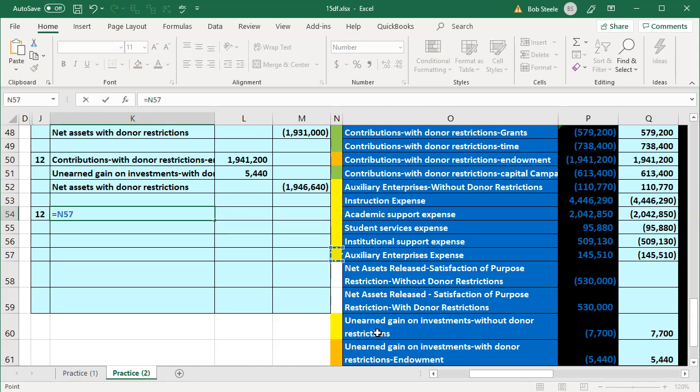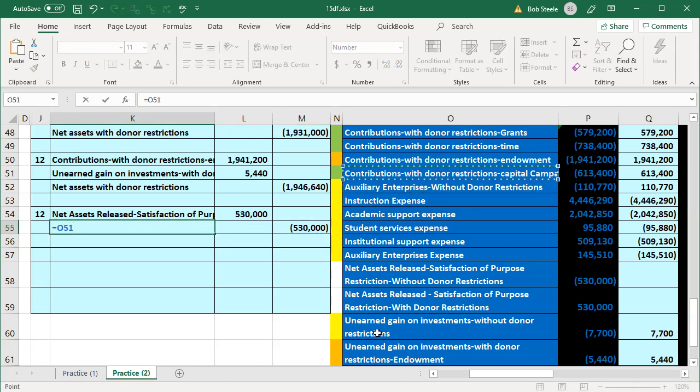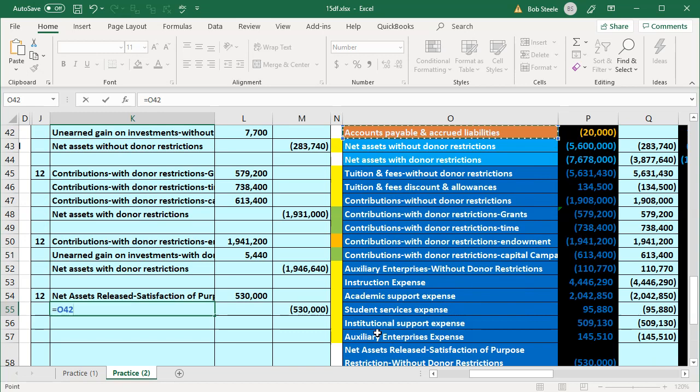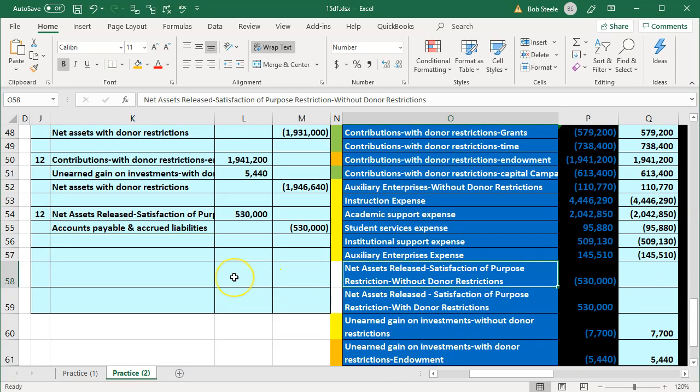And we're going to pick up the net assets released, satisfaction of purpose restriction without restrictions. That's going to be on the debit side. We're in L54, negative of that number. Then we're going to have a credit of the same number. We're going to close that into the net assets without donor restrictions. That's the one we're on, right? Let's double check that. Yes. Okay, so let's do that.